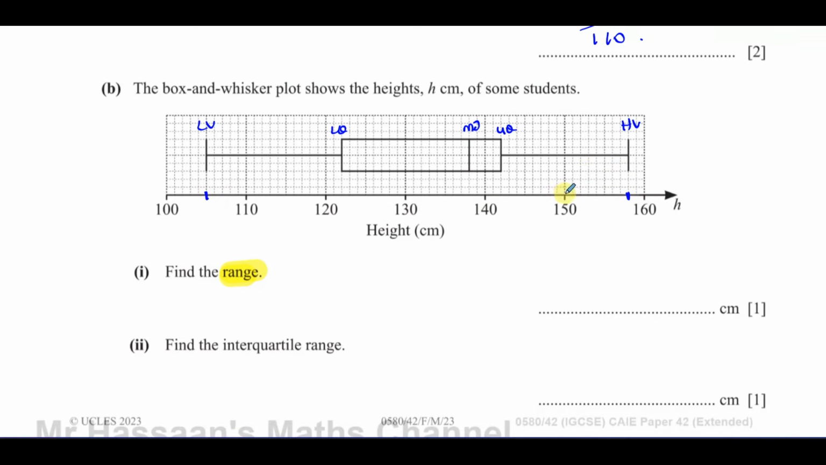So you got here 150, that's 160. Each of those is 1. That's going to be 158. Okay, so you have 158 minus the lowest value, which is 105. If you subtract them, you're going to get 53, not 100, 53. Okay, 158 minus 105 is 53.